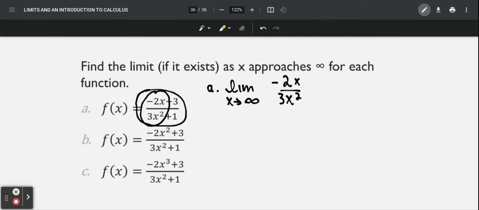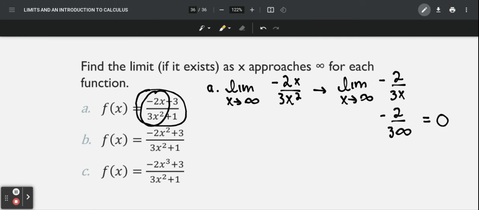And if we were to simplify that, we would have the limit as x approaches infinity of negative 2 over 3x. And so if you were to plug infinity in for x, you would get negative 2 over 3 times infinity, which means your denominator is getting infinitely large, which ends up giving you 0. So that horizontal x-axis is what the limit of this function is.